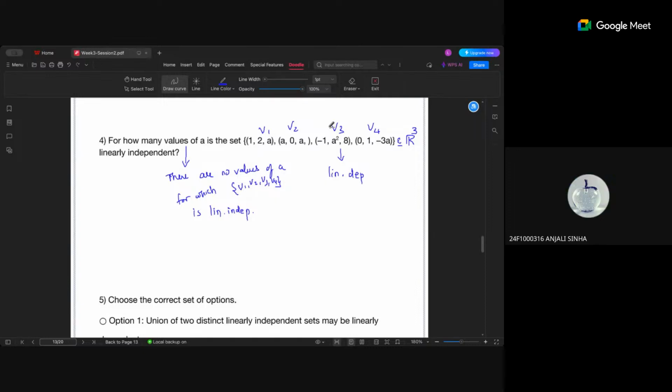How many vectors are you having here? 1, 2, 3, 4. So whatever value you put, there is no value for which this is linearly independent. Whenever you have four vectors from R3, you already know it is linearly dependent. So whatever value of A you put, you will still have four vectors from R3, which will make the set linearly dependent only. It can never be linearly independent because there are four vectors from R3.